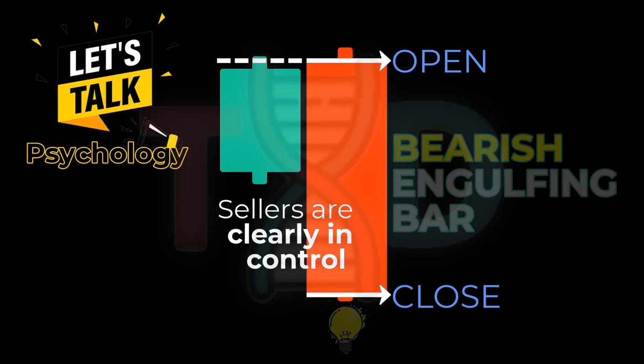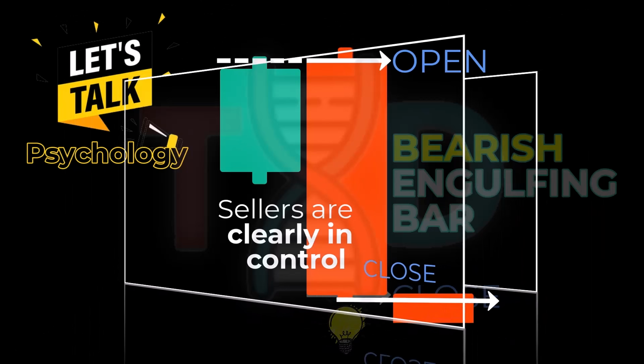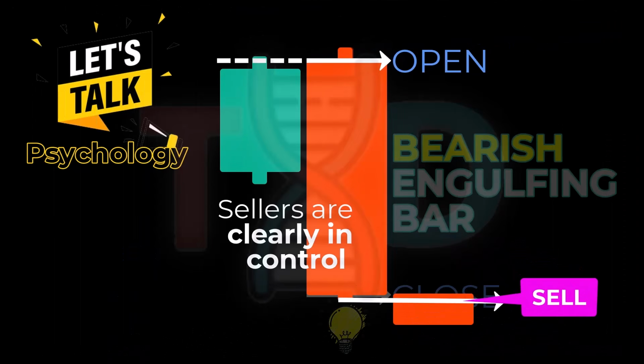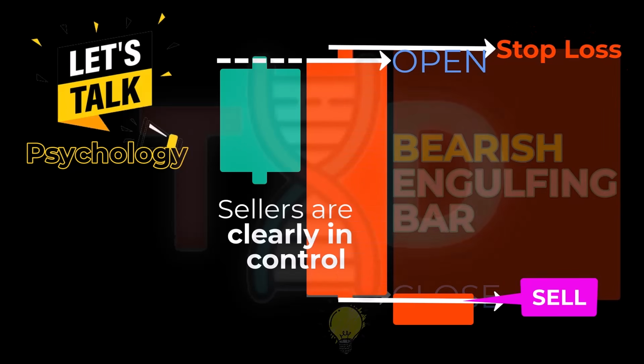So if you see this setup, it's your signal to prepare for a potential price drop. You can enter a sell trade just below the low of the red candle. That's your entry point. And for protection, place your stop loss above the high of the red candle.